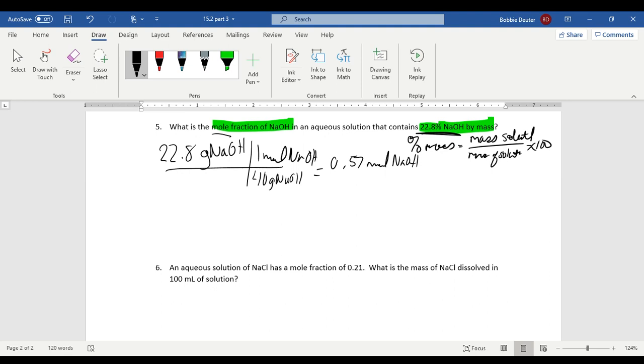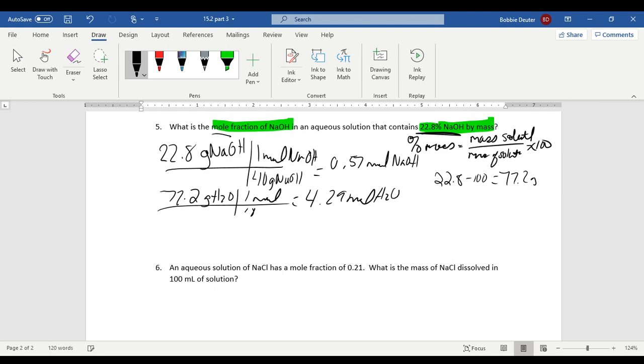It's water. So when we take this, we know that this percent by mass is of the solution. So if we have 22.8, we subtract that from 100, and that would get you 77.2 grams. That 77.2 grams is of water, because water is our universal solvent. So then we divide that by 18 to get our moles, and we would find out that we have 4.29 moles of H2O.